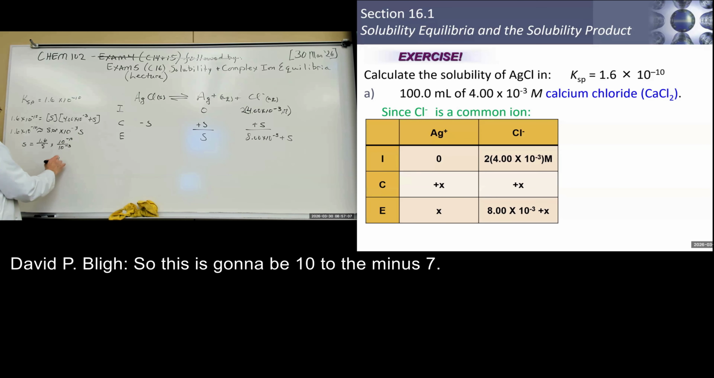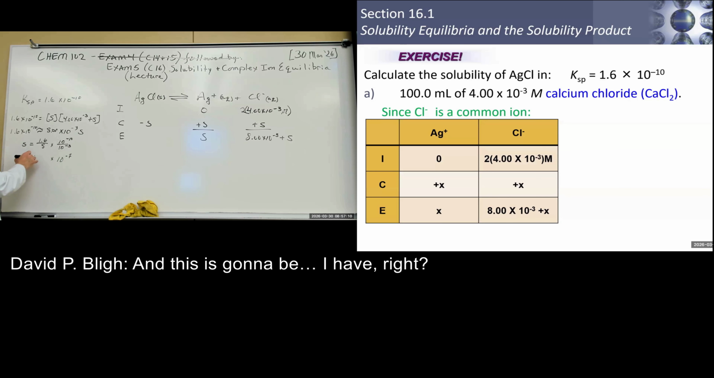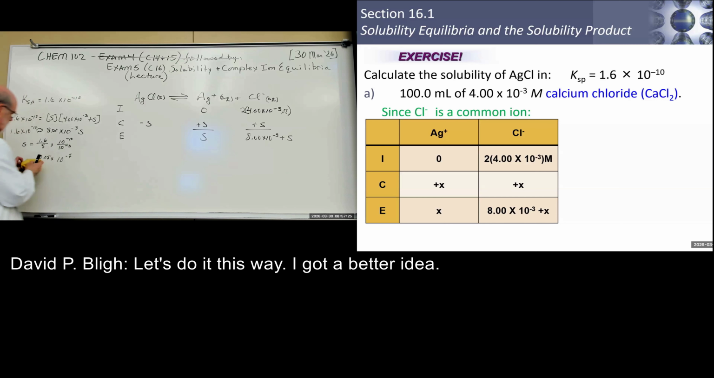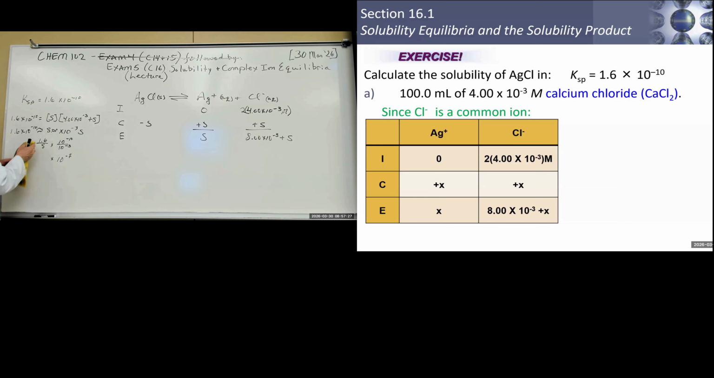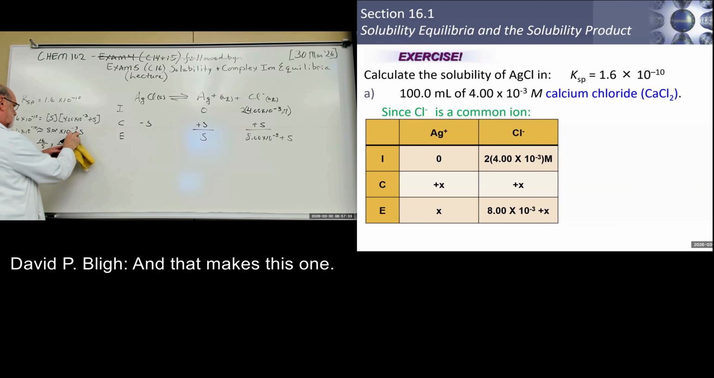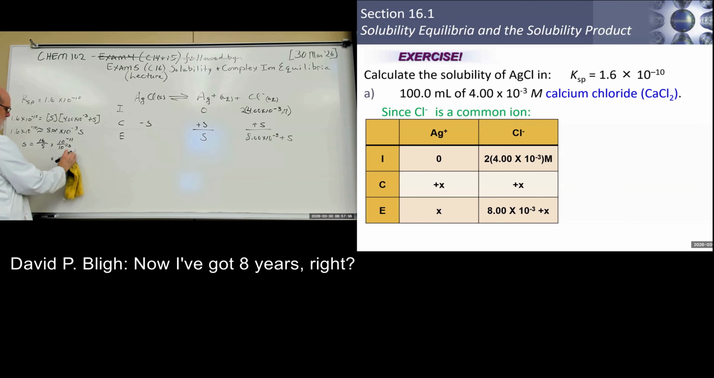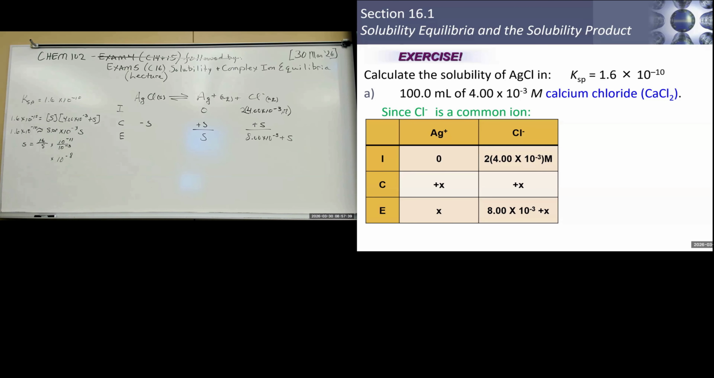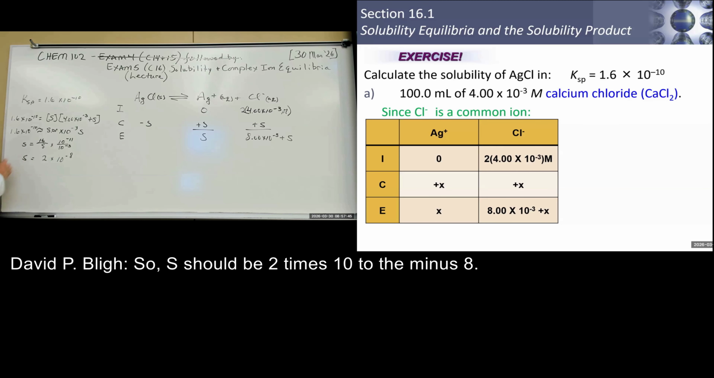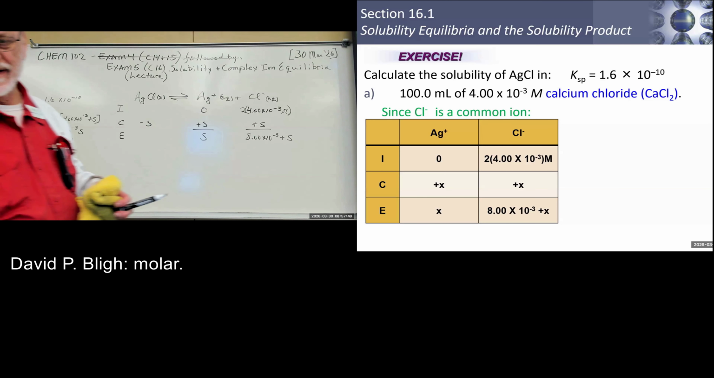So this is going to be 10 to the minus 7. And this is going to be a half, right? No, 0.05, right? Let's do it this way. I got a better idea. Let's change that to 16. And that makes this one 11. Now we got 8 here, right? And that makes this 2, correct? So S should be 2 times 10 to the minus 8 molar.